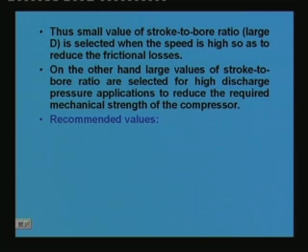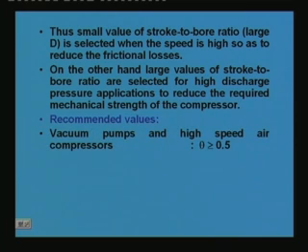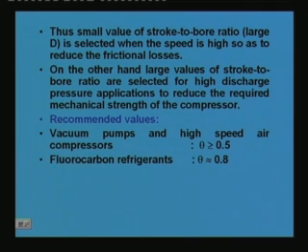So, some of the recommended values are like this. For vacuum pumps and high speed air compressors, normally the theta value is about 0.5. As I have already mentioned, when speed is high, diameter should be large, that means theta value should be small. So, theta value is around 0.5. And for fluorocarbon refrigerants, the industrial practice is to select a stroke to bore ratio of about 0.8. And for ammonia compressors, normally theta is selected as about 1. For ammonia compressors, the discharge pressures could be high, so you have to go for a slightly smaller diameter.